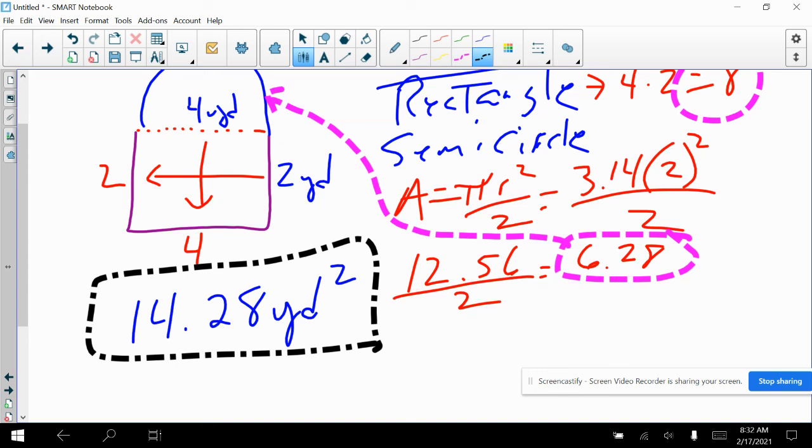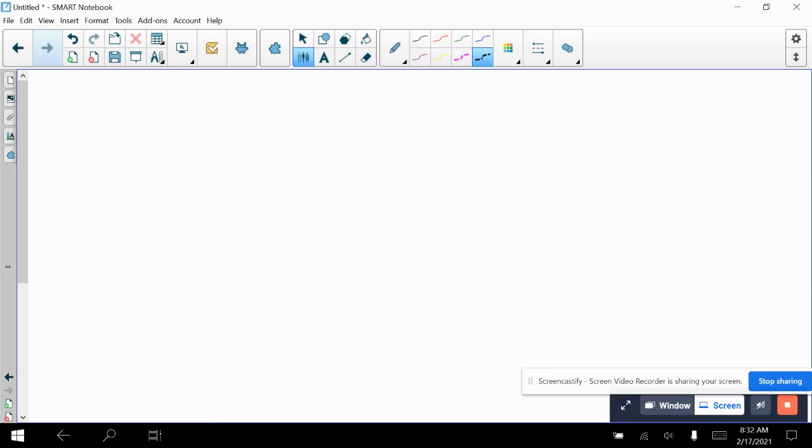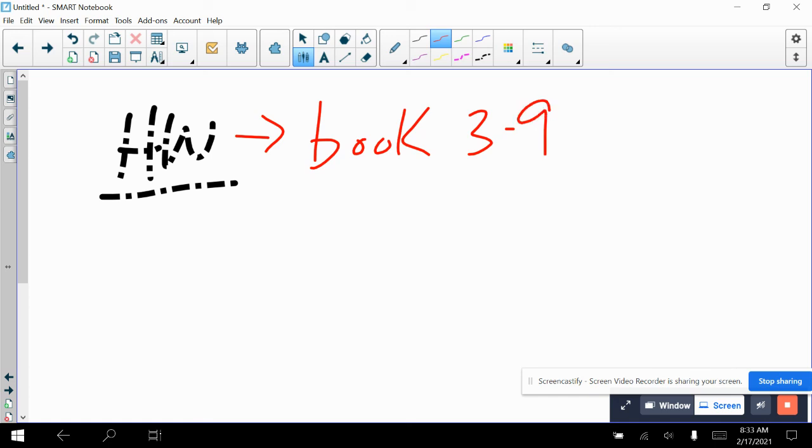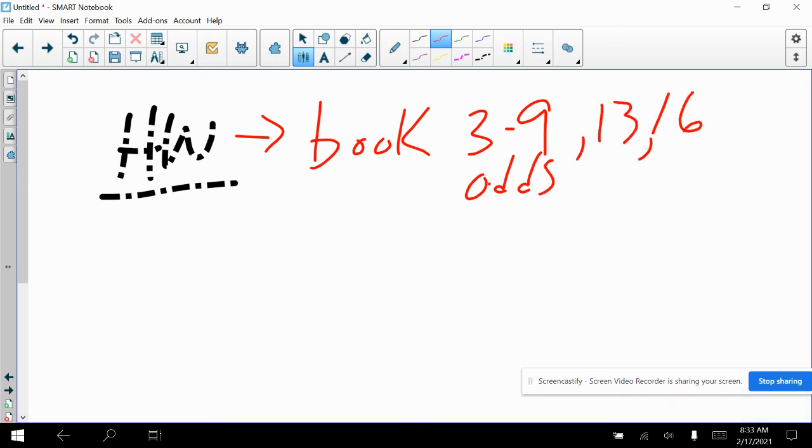Any questions on finding the area of composite figures? All right, so for homework, now you've got to pay attention to this. In the book, you're going to do 3 through 9. Pay attention here. Just the odds, obviously. And then you're going to do 13 and 16. Yes, you're doing an even one there. I know, but we need to do that. Okay. 3 through 9 odds, 13, and 16.